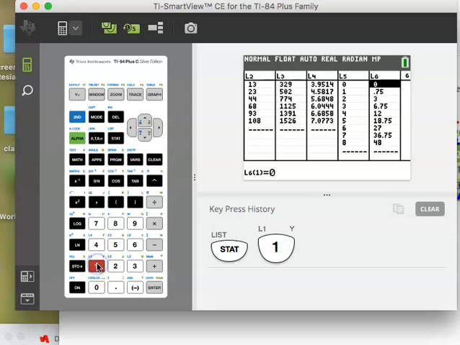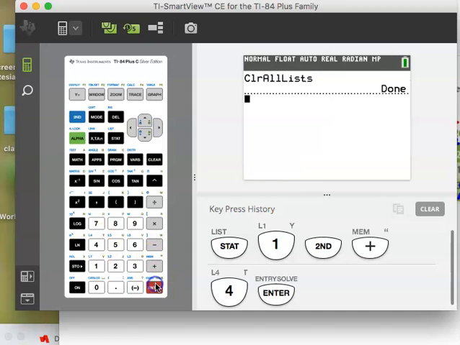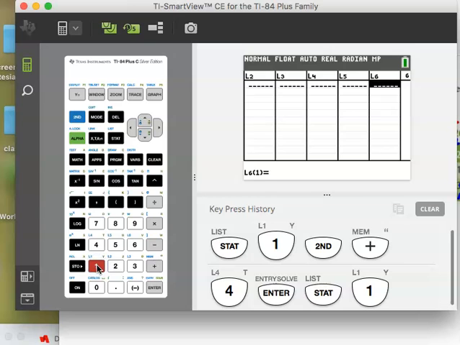And number 1 is edit. Now, I've got a ton of stuff in here, so the easiest thing for me to do is just to clear all the lists. To do that, I can hit second plus, that gets me into memory, and look at number 4, clear all lists. So I'm going to clear that. Now when I go back into stats and edit, see how they're all clear?